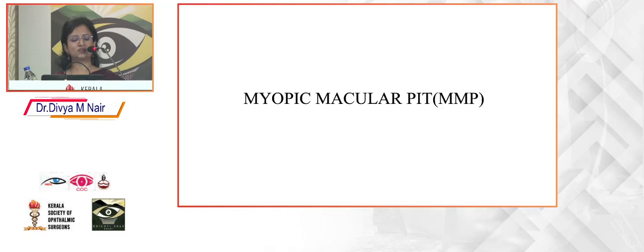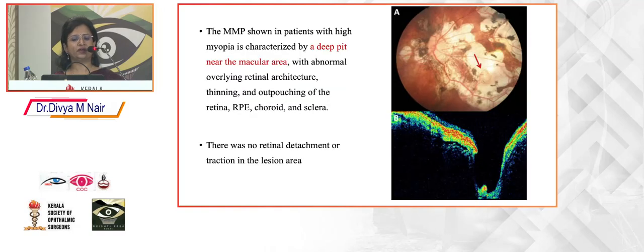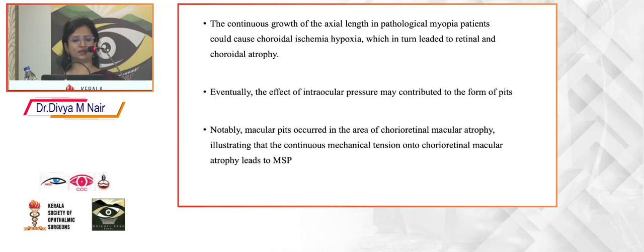The last of this is the myopic macular pit, which is characterized by a high myopic patient with a deep trench-like excavation near the macular area. You can see the red arrow pointing in the fundus diagram, an oval-shaped area, that is a macular pit. And on the OCT, you can see that there is a trench-like area with the entire thing dipping down almost like a coloboma. But there is no RD or any traction seen at this area.